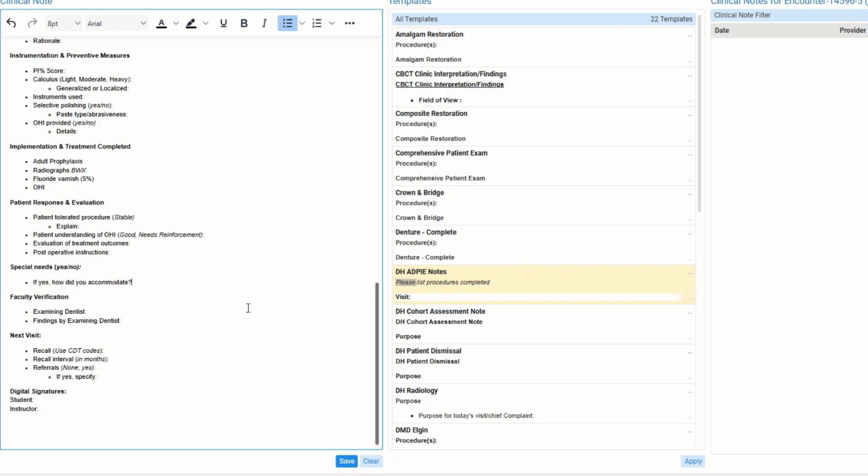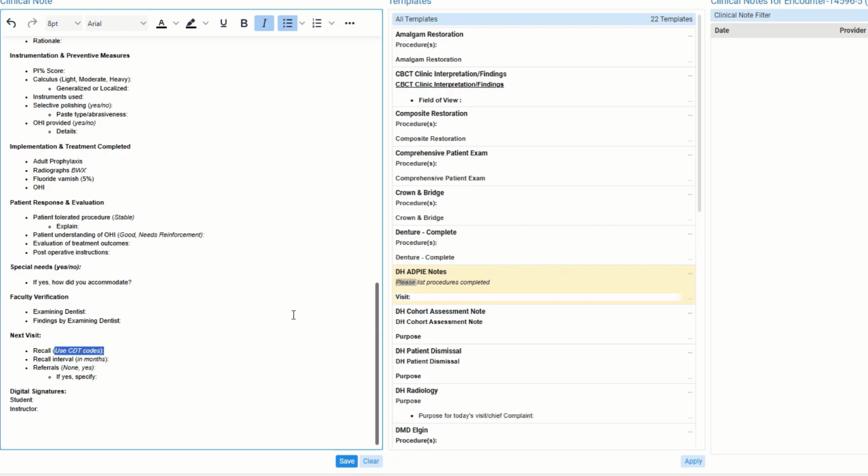Faculty verification. We will write in here, or you will, who was the dentist? What dentist did your exam? And the findings by the examining dentist. So we're going to have 2 dentists there. It's probably going to be Dr. Lefevre for both. Your next recall or your next visit, UCDT.